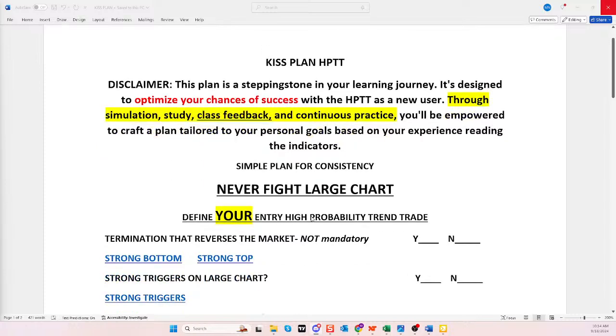And then through simulation, study, class feedback, and continuous practice, you'll be empowered to craft a plan tailored to your personal goals based on your experience reading the indicators. That is an AI-generated fancy schmancy way of saying once you can read your charts and these advantages, you're going to find a truckload of opportunities. You will create your trading plan. But until you have that in you, here's a plan to follow. Here's a plan that's been proven to work more than it doesn't. Here's a plan that's got people funded in those prop firms in their first 30 days with me.